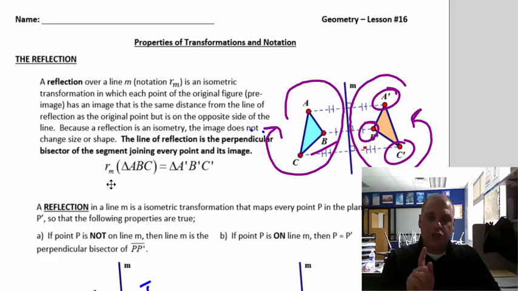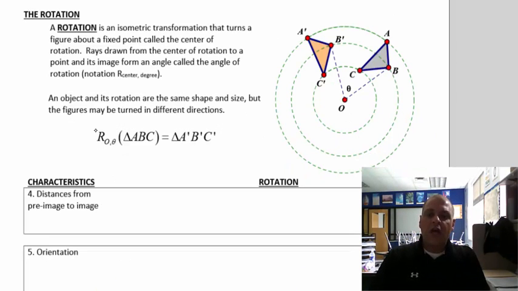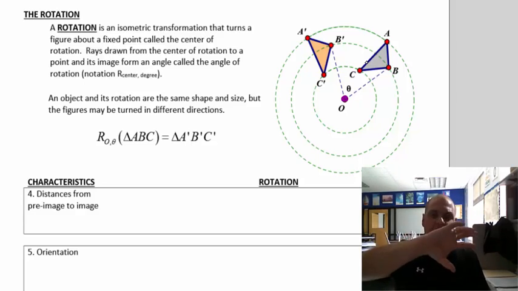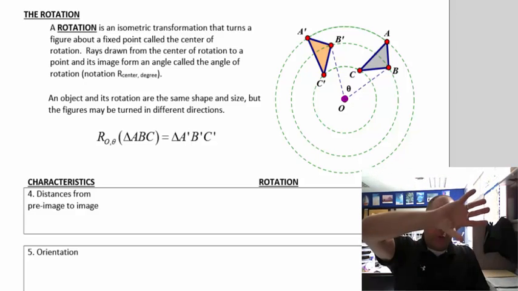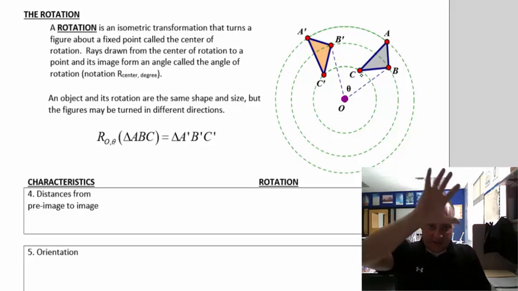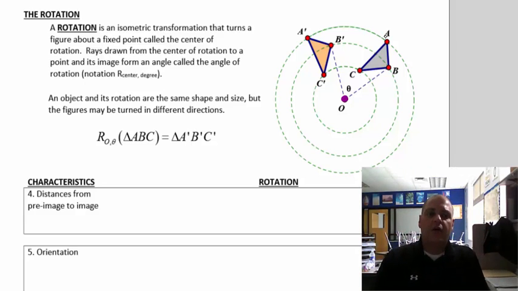Go back here. Lowercase r shows a reflection. So see how it's lowercase r and then a little subscript m? That means reflect over line M. You just got to get used to the notation. There's line M, okay? R O means rotate around point O. So here's our center of rotation, and the triangle rotated. The triangle was like this, and then it went like that. It went from there to there, okay?